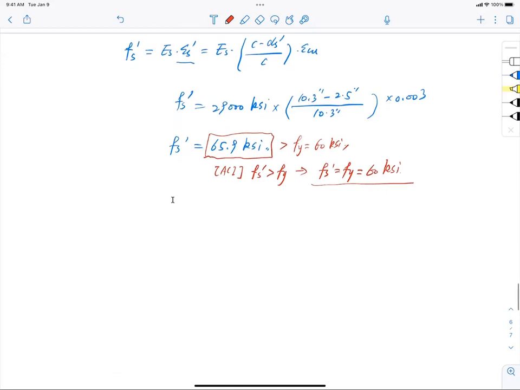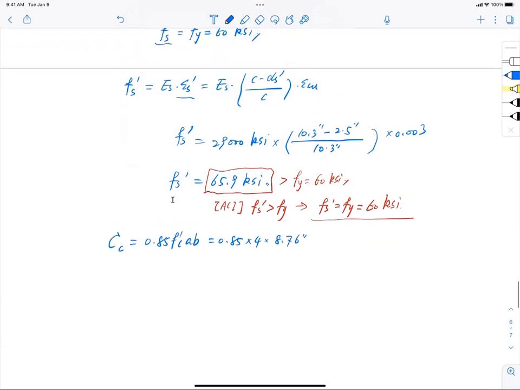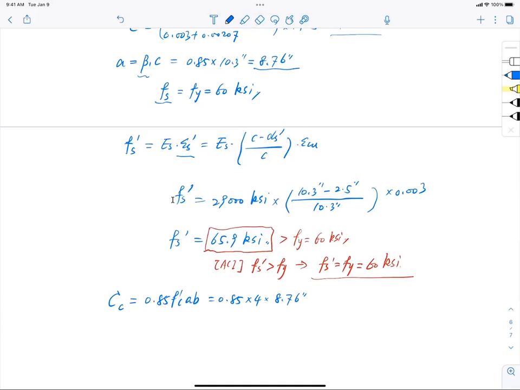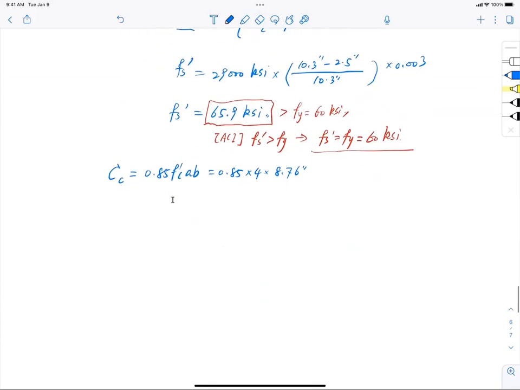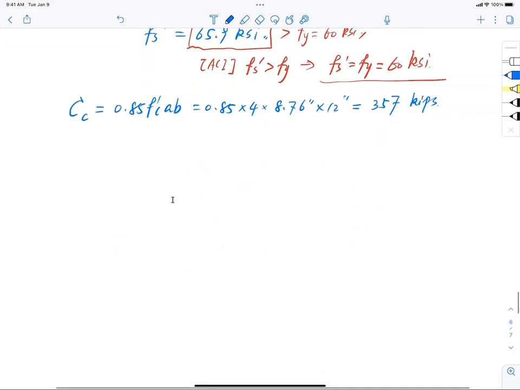So now I have the stress in tension. The stress in the tensile reinforcement is 60 ksi. So now Cc, the total compression from the concrete, has to equal 0.85 f prime c a b, and that is 0.85 multiplied by 4 ksi multiplied by 8.76 inch. Where is this 8.76 inch? That is my a, which was calculated previously. Multiply by the width of the column, 12 inch, and this number comes to 357 kips, the total compression force from the concrete.